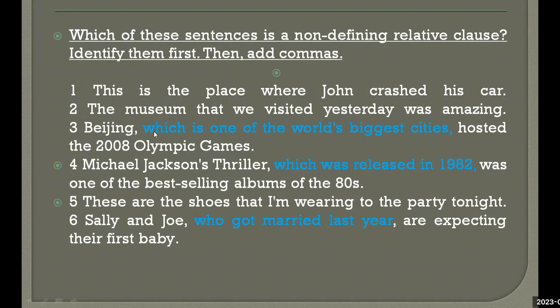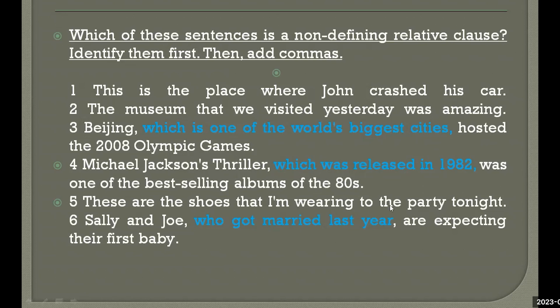Okay, this one is a non-defining relative clause. Beijing hosted the 2008 Olympic Games. You can simply remove this part. It's okay. So we use a comma before it and a comma after it. Number 4, Michael Jackson's Thriller was one of the best-selling albums of the 80s. And this is a non-defining relative clause. You can remove it. It's not essential.